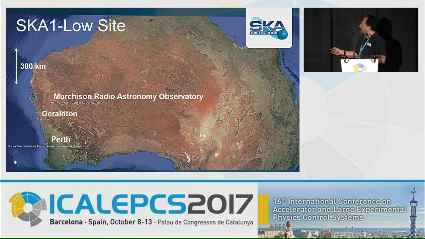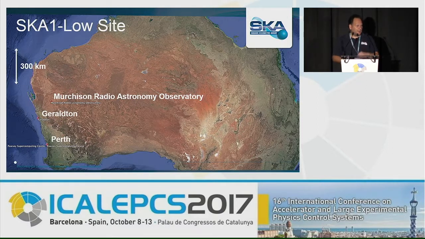So you can see that we have to have a lot of fiber going here. And the interesting thing is that the system here works for the online calibration of the telescope. So we need to have a 24/7 link here to make that operable.